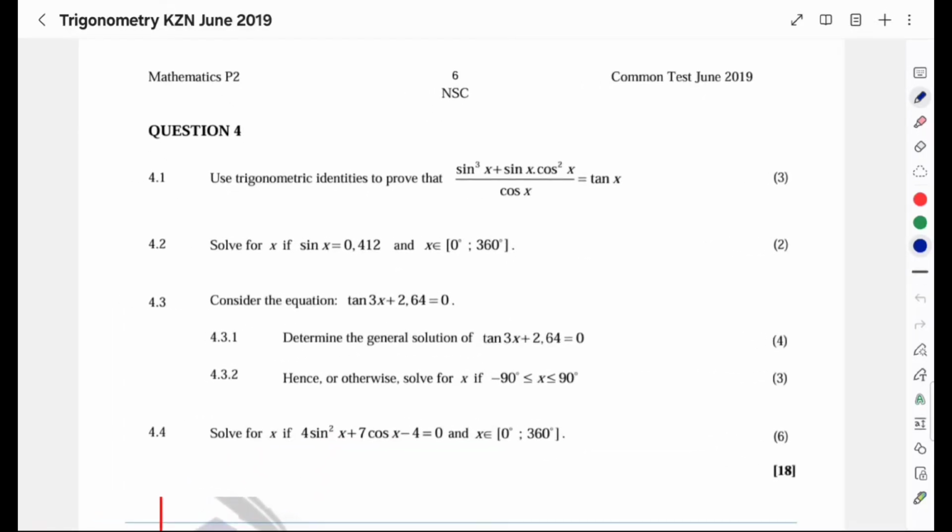Next, let us have a look at question 4.1. Use trigonometric identities to prove that sine cubed x plus sine x cos squared x all over cos x is equal to tan x. So we need to prove that the left-hand side is equal to the right-hand side. If we want to try to get tan x, we need to try to get sine over cos. If you notice, we already have cos in the denominator. So we need to try to get the numerator to be sine only.